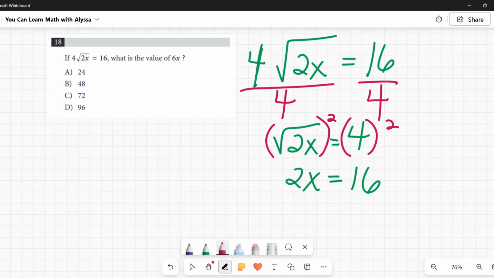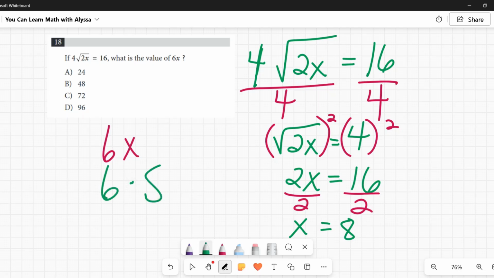So 2 times x, I want to undo that multiplying by 2, so I'm going to divide both sides by 2. And I'm going to get x on the left and 16 divided by 2, or 8, on the right. And again, they're asking us for 6x. So 6 times my x, which is 8, is equal to 48, which is B.